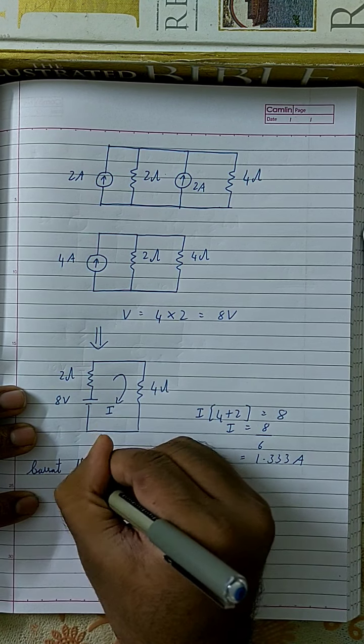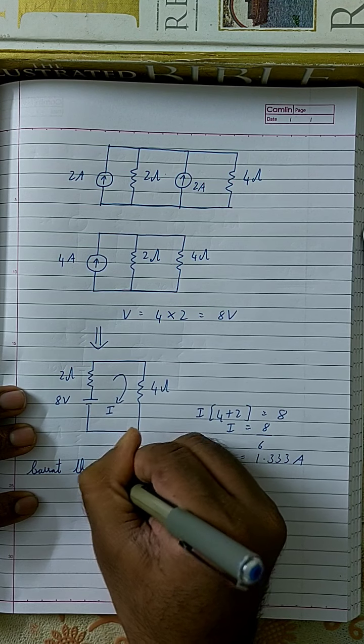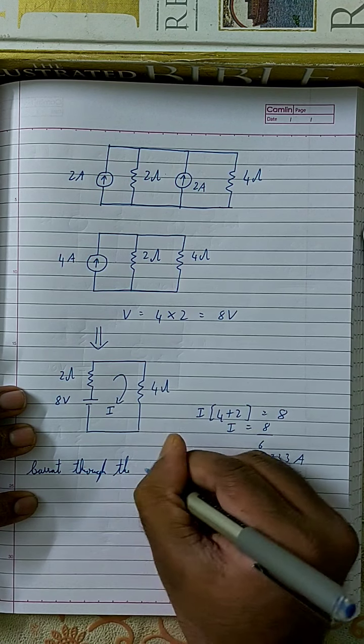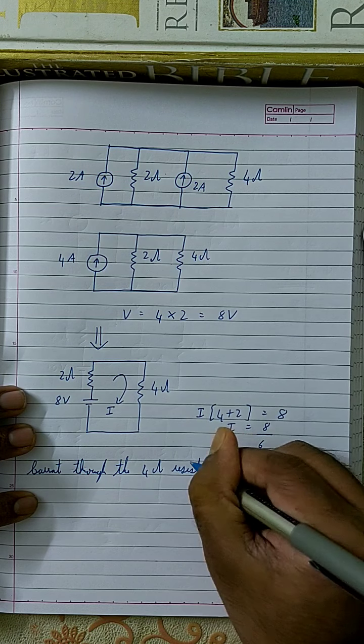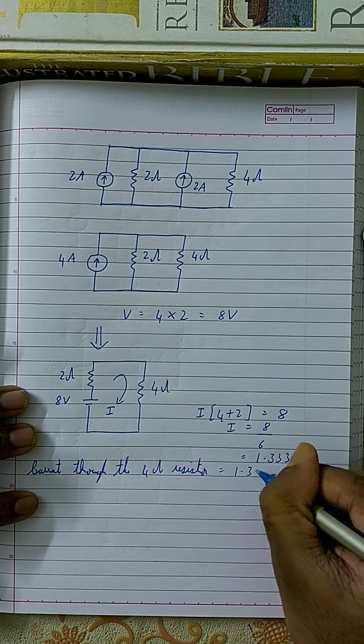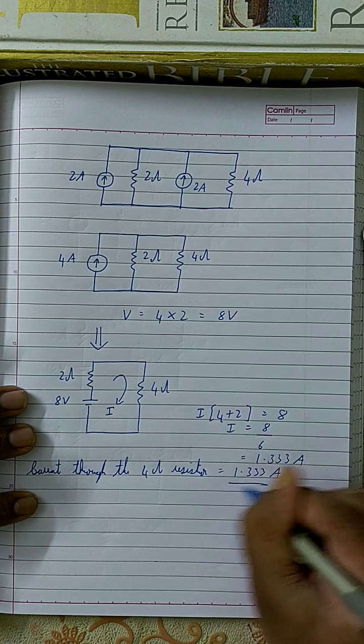Current through the 4 ohm resistor is equal to 1.333 amperes. Okay.